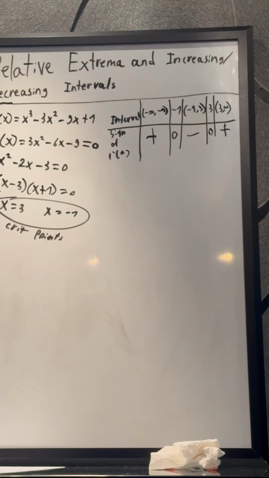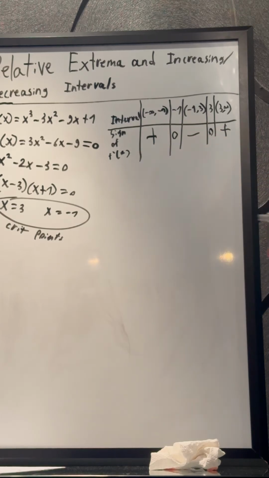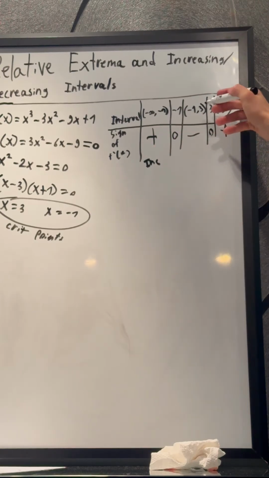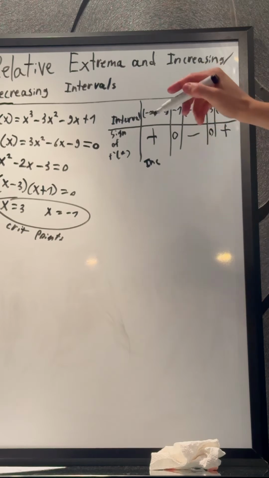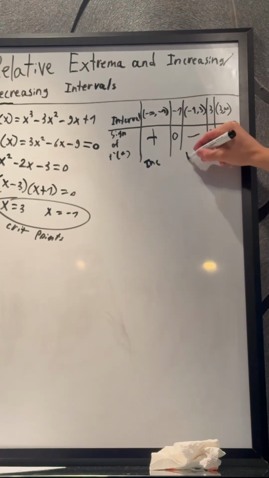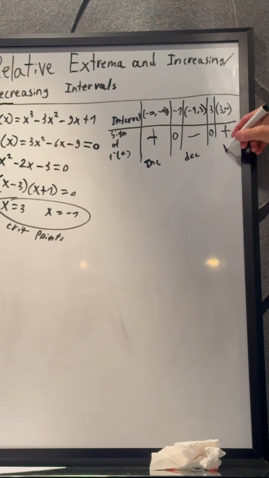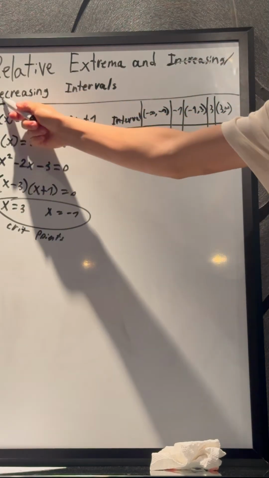And now we have to put this in context. So on this interval, the sign of f prime of x is positive. That means that the function is increasing. On this interval, again, the sign of f prime of x is negative, which means that the function on this interval is decreasing. And again, we have the same case on this interval, which means the function is increasing. So now, we found our increasing and decreasing intervals.